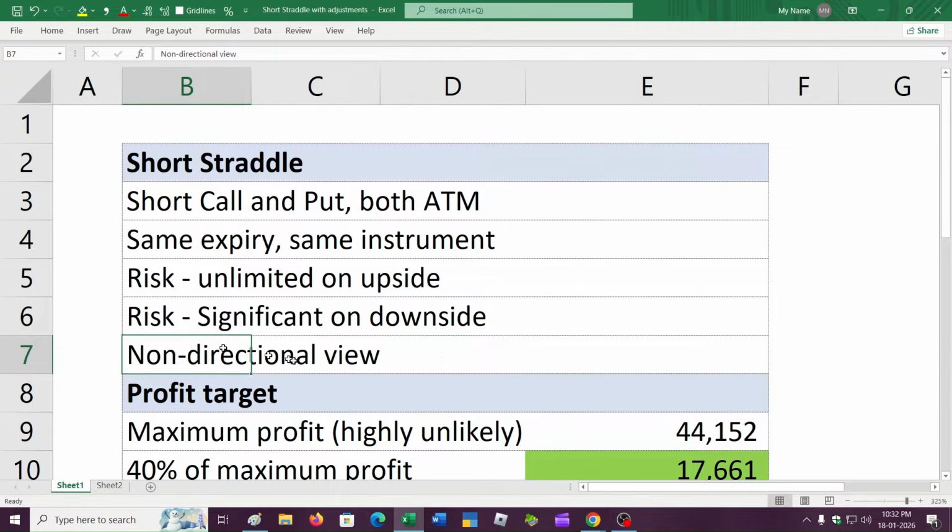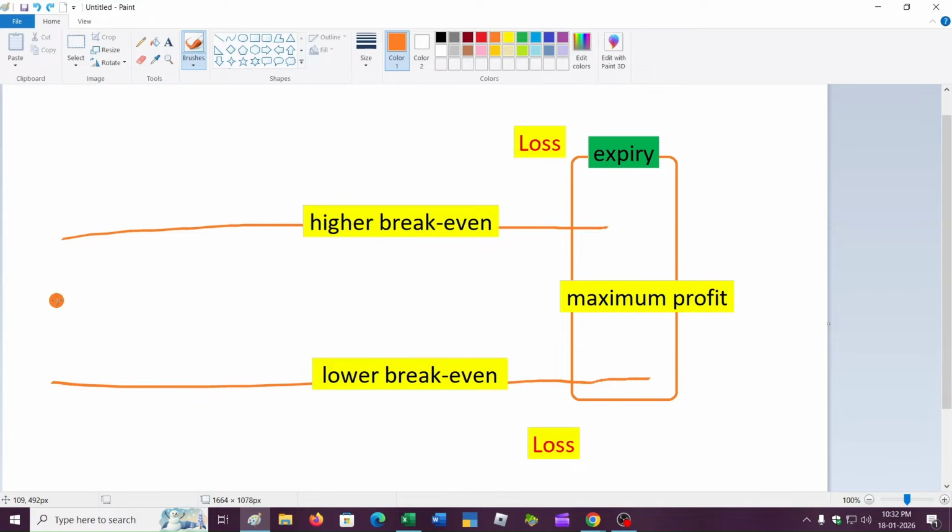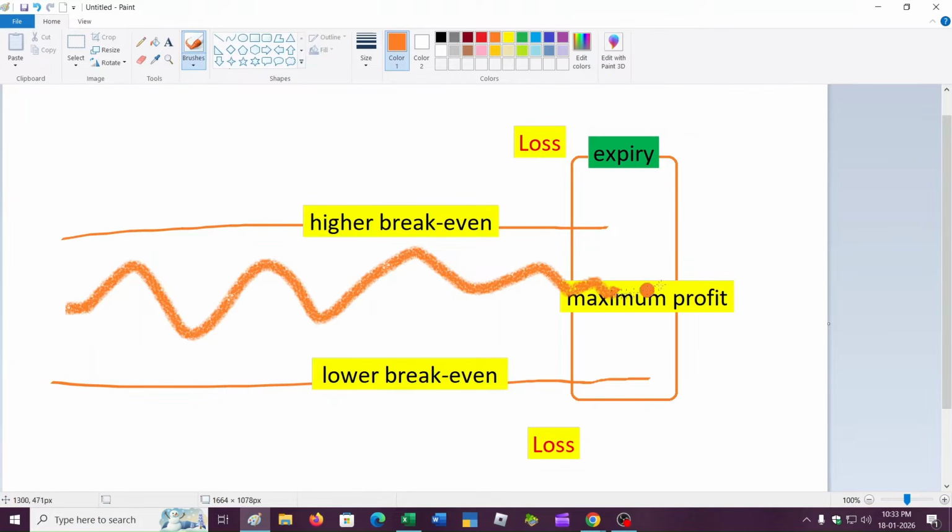It's a non-directional view. So we do not need the stock to take a direction. Like the stock is here, for example, whatsoever the price is. If it is Nifty, let's say, for example, 25,000, which is here, and we are taking a view that Nifty is going to be range bound. So if it's going to be in a range, we make the maximum profit on expiry if the stock stays more or less the same where we started during the month.